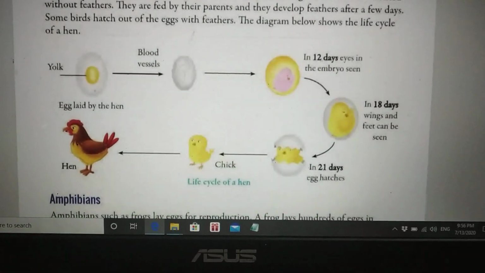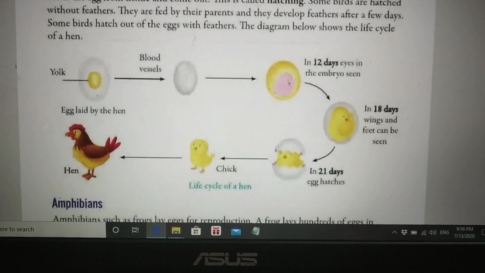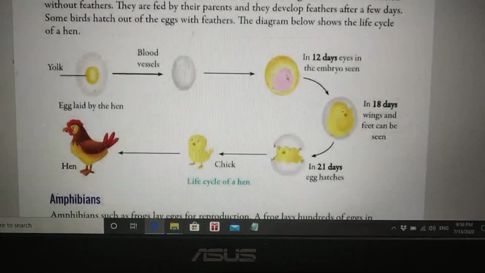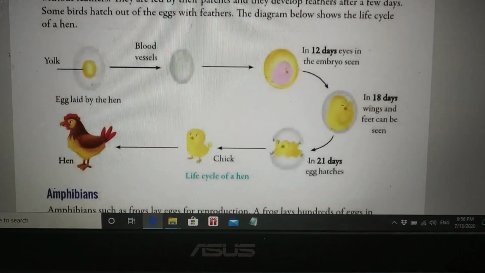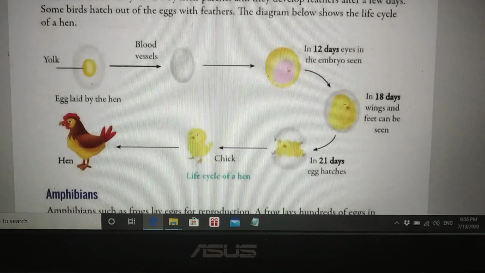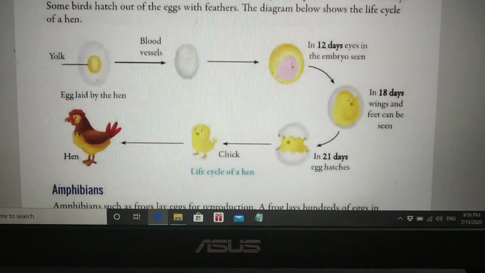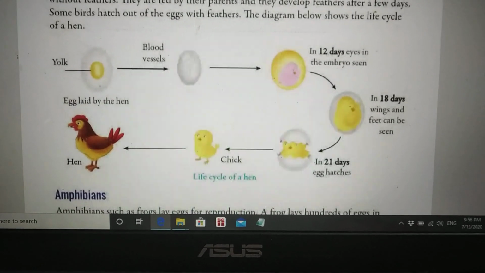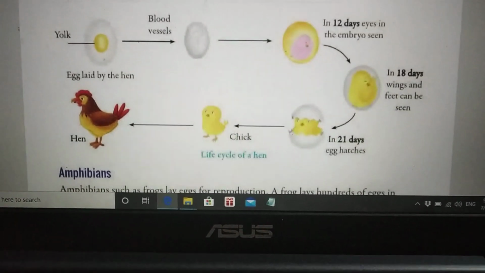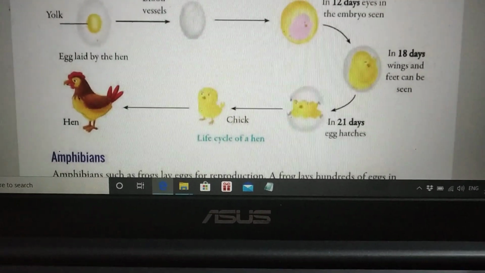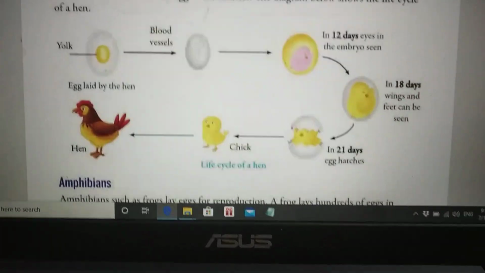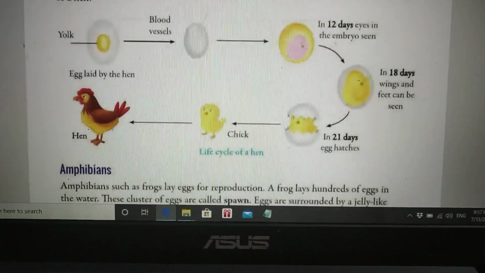And after 18 days the wings can also be seen, and the feet to walk. And in 21 days the egg hatches out, and in 21 to 22 days a new chick comes out from the egg, and finally after a few weeks or months it becomes a mature hen. This is the complete life cycle of a hen.